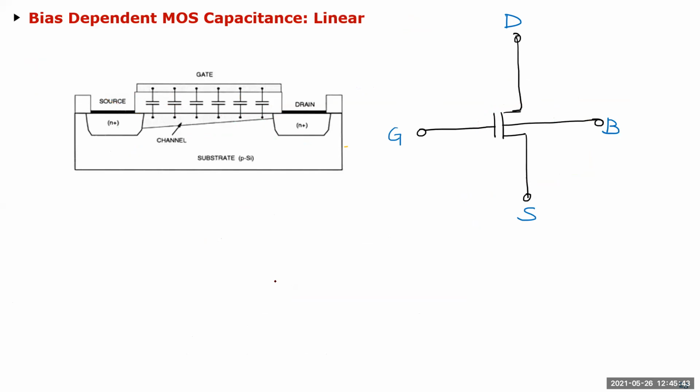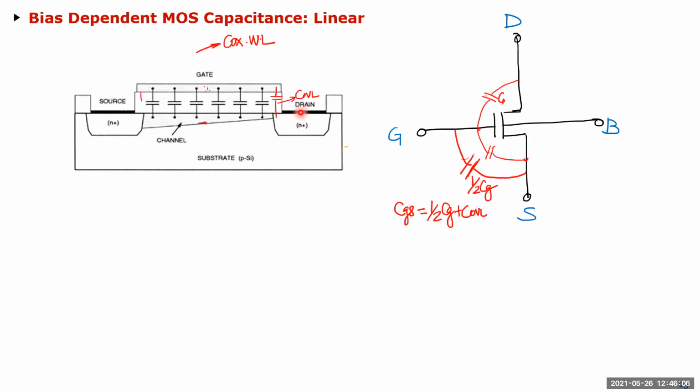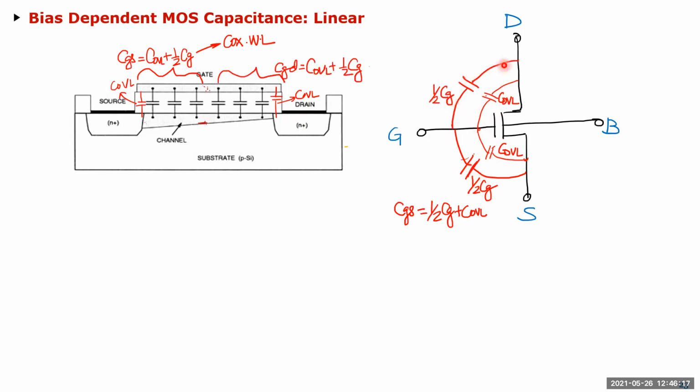So now if you look at the linear region, you have a complete channel formed, right? And like I said, your total cap is Cox times W times L, but that is between the gate and this channel. Between gate and channel, but I don't have access to the channel. I have access to the source node and I have access to the drain node. So in linear region, what they do is they split this cap. So half of Cox is on the source side, and you have the C overlap, and the other half is on the drain side, plus this overlap.